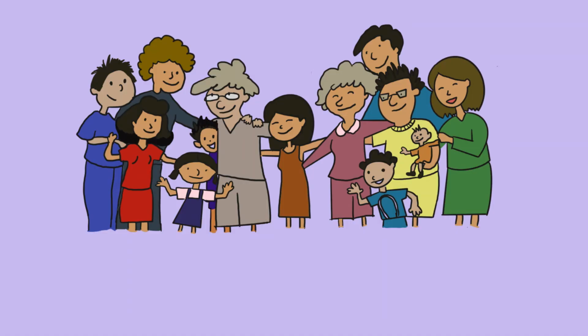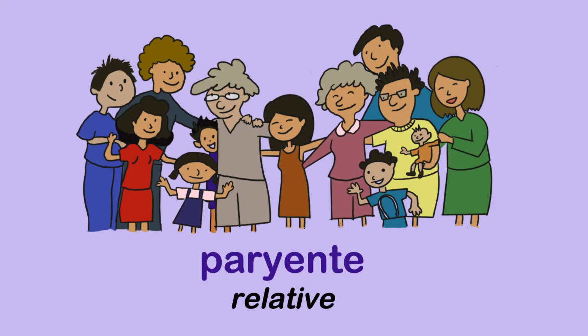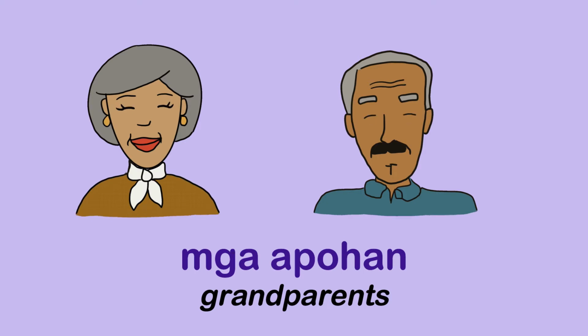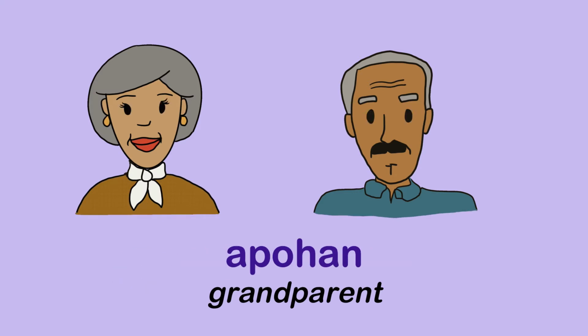The first word we'll learn today is the word for relative, which is Pariente. Our next word is grandparents, Mga apuhan. Mga apuhan is grandparents, and the word mga makes it plural. You can remove mga if you want to say the singular form, grandparent.